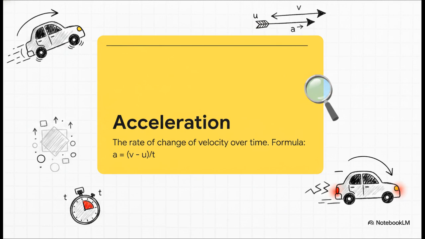The formula you absolutely must memorize for your exams is a equals (v minus u) divided by t. Let's decode those variables. v is your final velocity, u is your initial velocity, and t is time. The SI unit is meters per second squared.